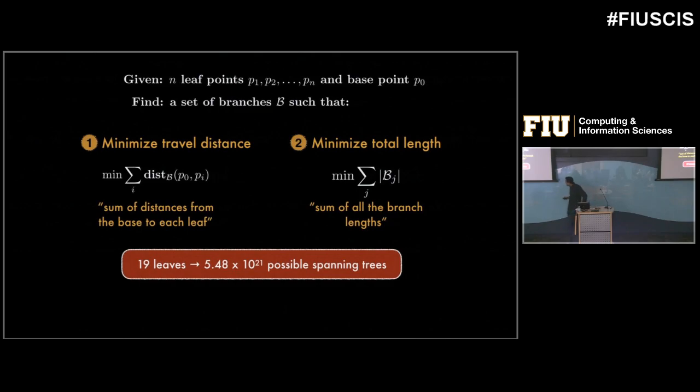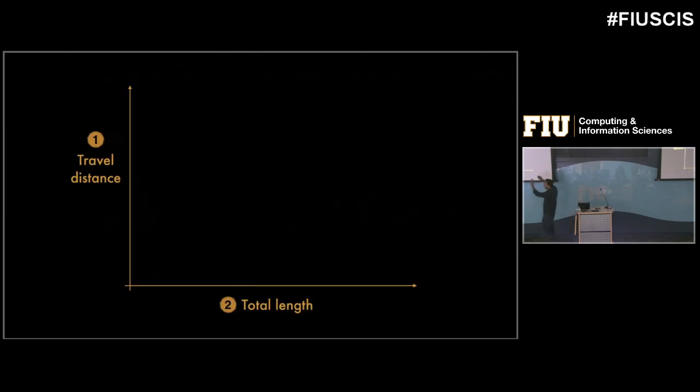Okay, so let's think about the structure of this huge space of phenotypes that you could possibly build. Here's my space of all possible trees, and I'm going to evaluate them according to these two objectives that we've talked about: total length and travel distance. So we have two trees that we've come up with so far.